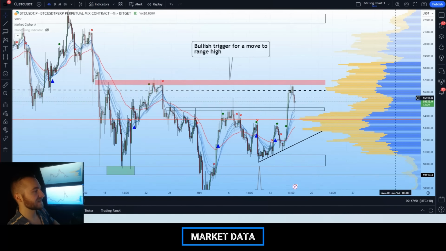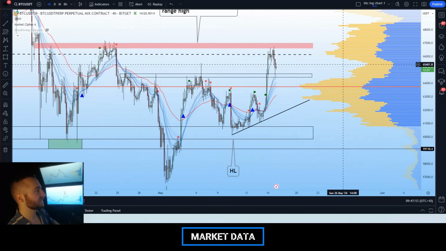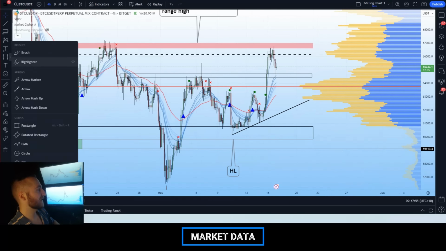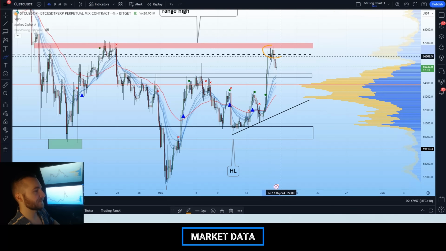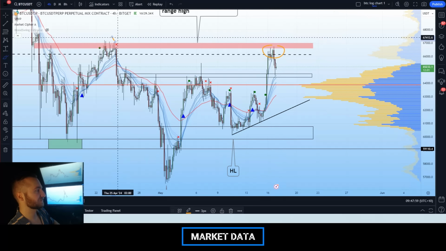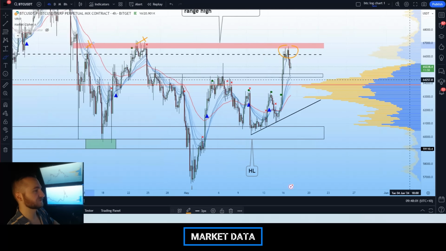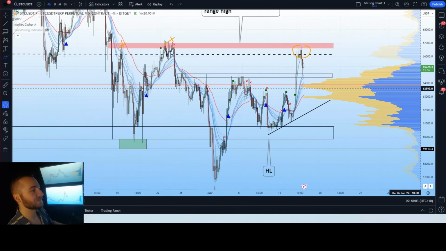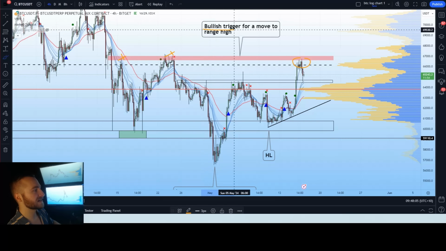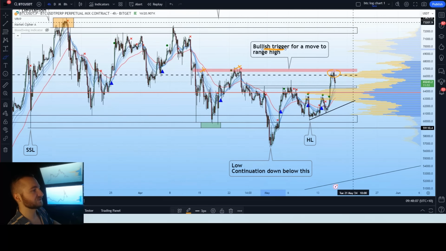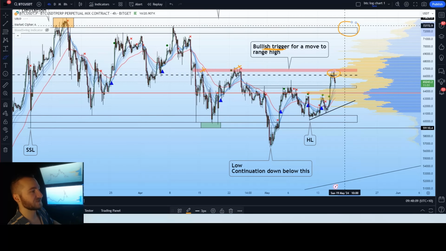Taking a very brief look at the last 24 hours of price action, we saw a bit of a consolidation occur up at around this $67,000 resistance. You would know that $67,000 resistance is the major bullish trigger point that we need to break above to see a move to that 70,400 region or 74,000 region, that range high area.